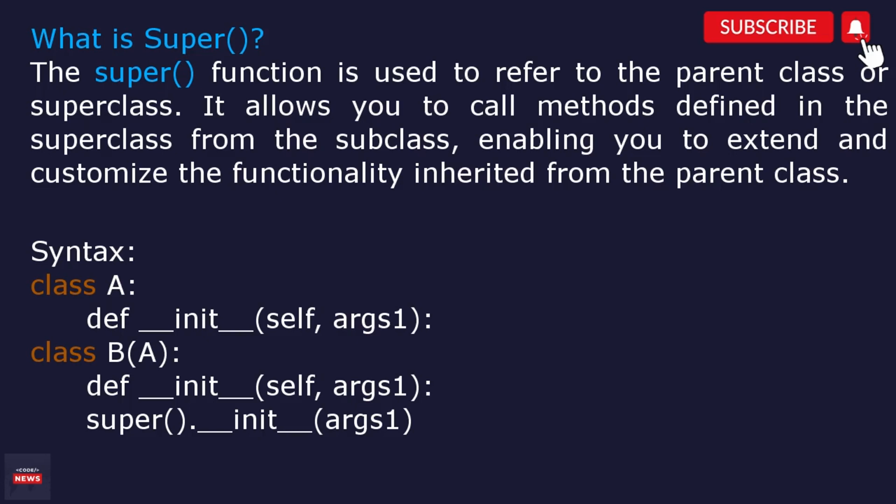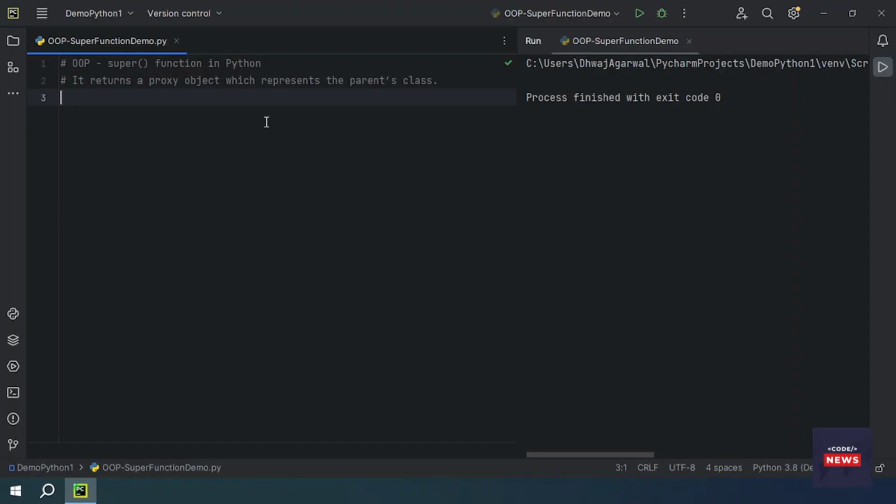However, it returns a proxy object which represents the parent's class. It means you can access the parent class methods in the derived class. Now let's see how we can implement this super function with the help of inheritance.